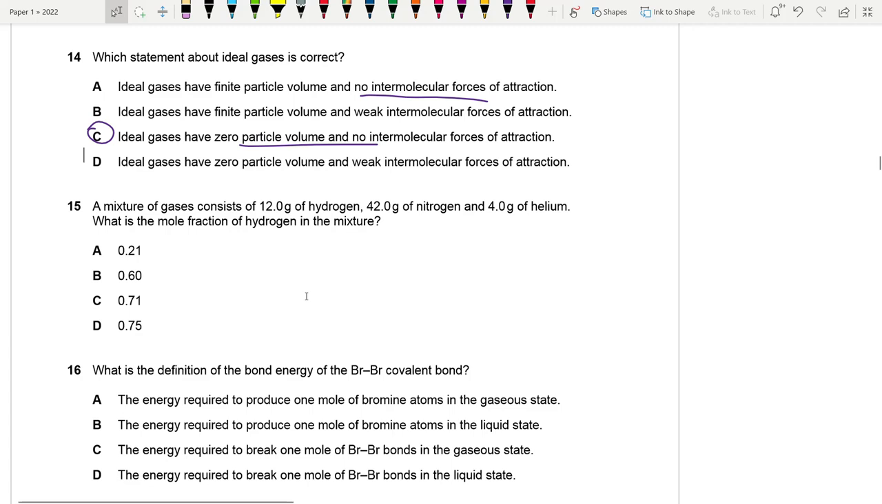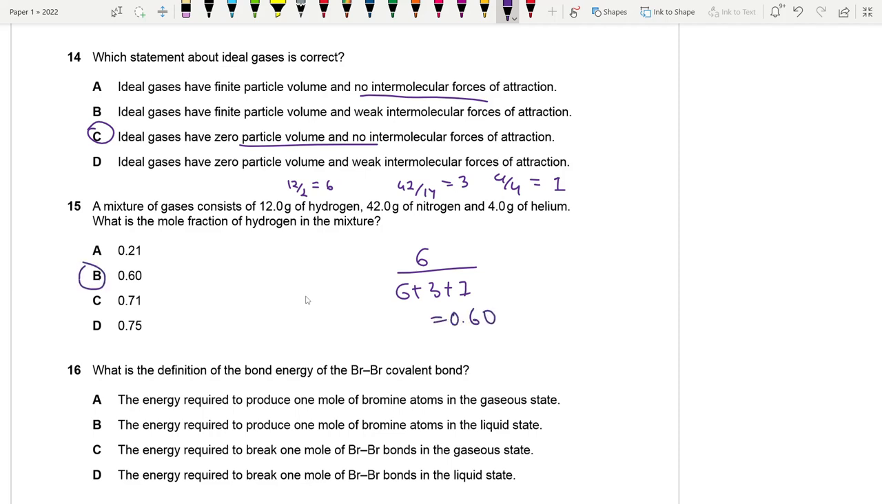15. A mixture of gases consists of 12 grams of hydrogen, 42 grams of nitrogen, and 4 grams of helium. What is the mole fraction of hydrogen in the mixture? Okay, so hydrogen is a gas. It should be diatomic. 12 by 2, that's 6. 42 by 14, 3. And 4 by 4 is 1. So the mole fraction of hydrogen, right? 6 divided by 6 plus 3 plus 1. That's actually 3 by 5 or 0.60. So 15 should be B.